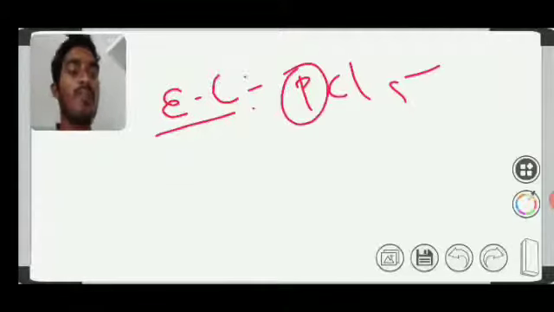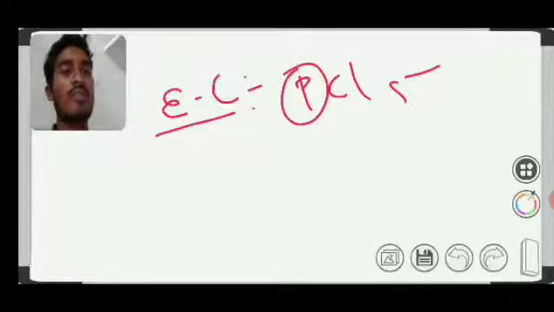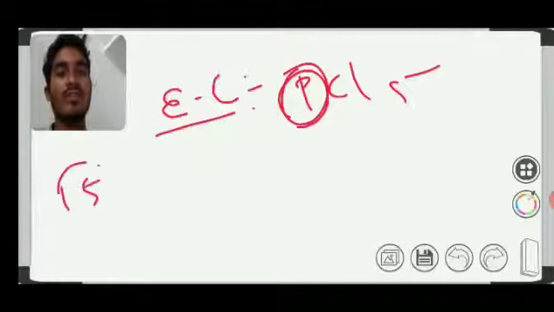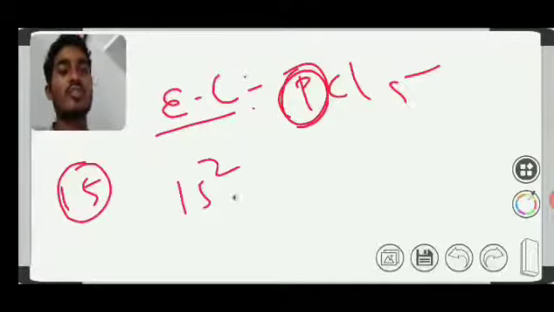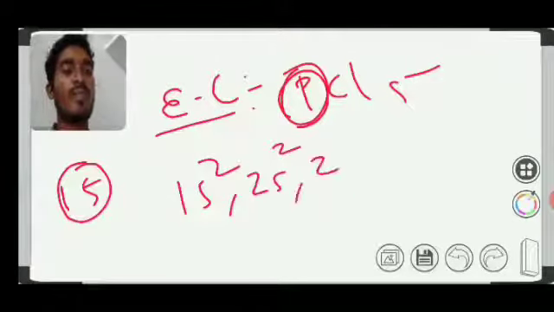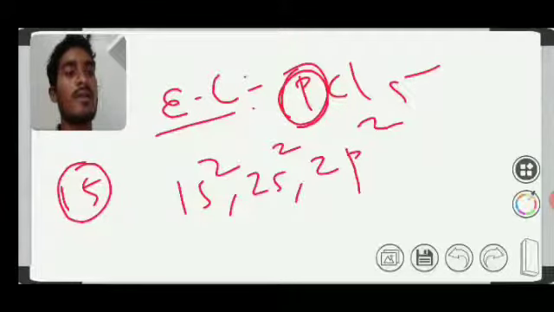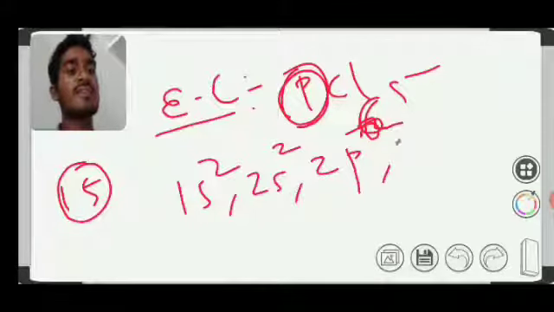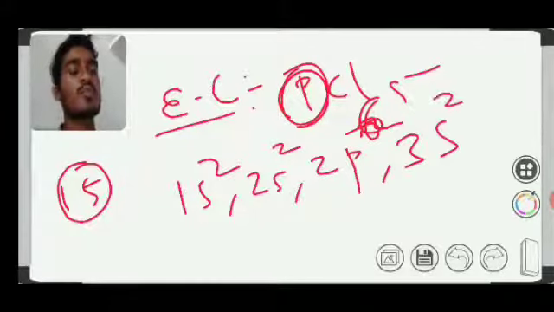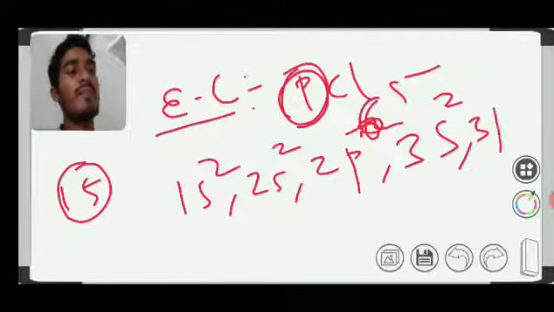So in here the central atom is phosphorus. The atomic number of phosphorus is 15. Now we will write the electron configuration: 1s2, 2s2 and 2p6, that is 10 here, and next 3s2 and 3p1.